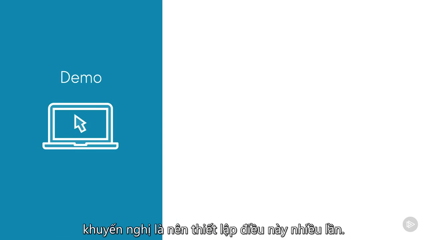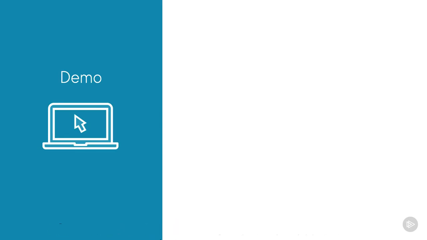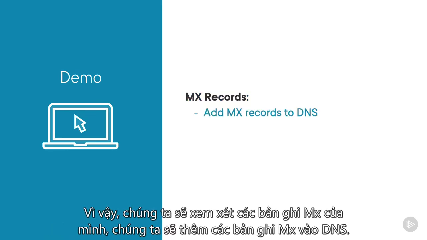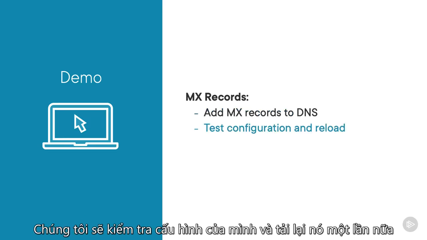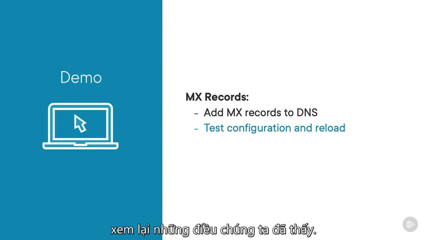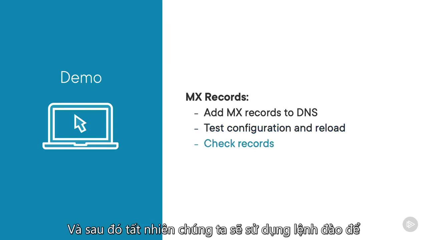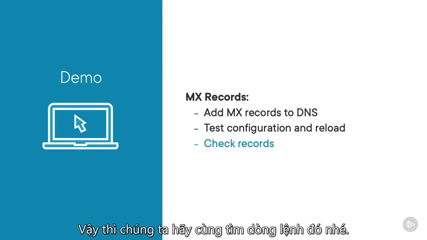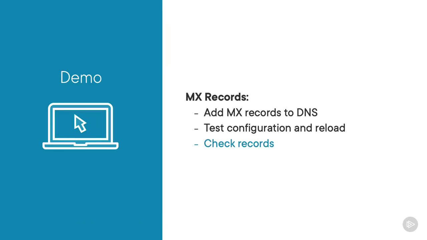And my recommendation is to set this up multiple times. Don't just do it once. Get that muscle memory really working. So we're going to look at our MX records. We're going to add our MX records to DNS. We're going to test our configuration and reload it. And again, going back over things that we've already seen. And then, of course, we're going to use the dig commands to check those records that we've added. So come on, let's find that command line.